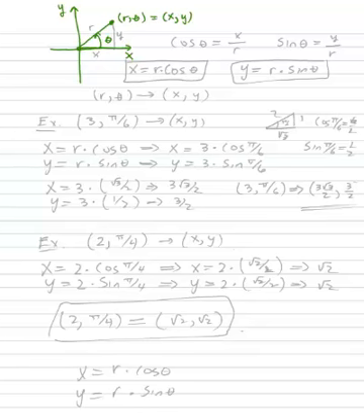Now to find it, we want to remember that we have a right triangle, that the opposite side is y units, the adjacent side is x units, and the hypotenuse is r units. And remember that the cosine of theta is adjacent divided by the hypotenuse. So that gives us the cosine of theta is x over r. So x is r times the cosine of theta.